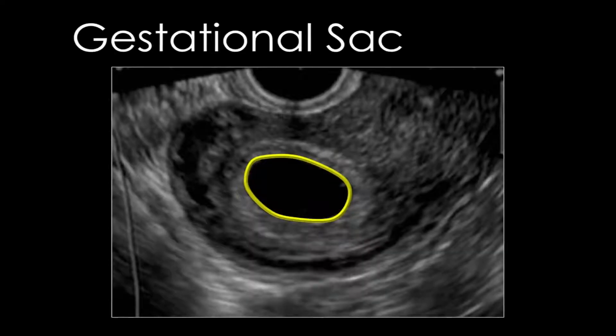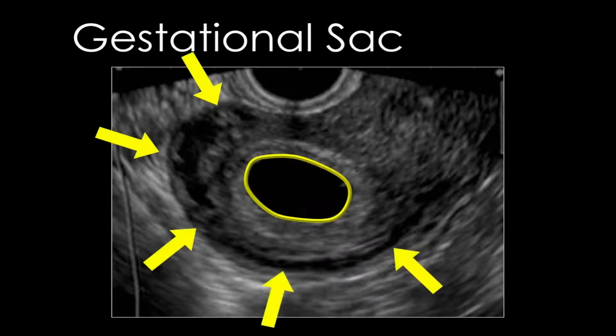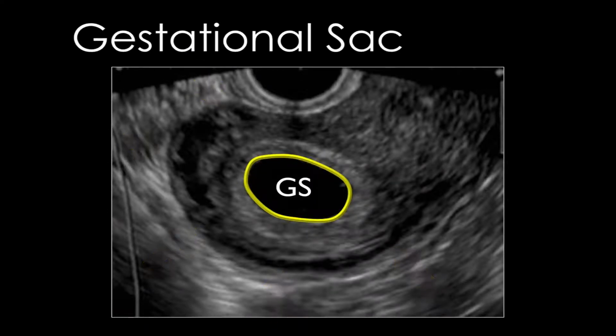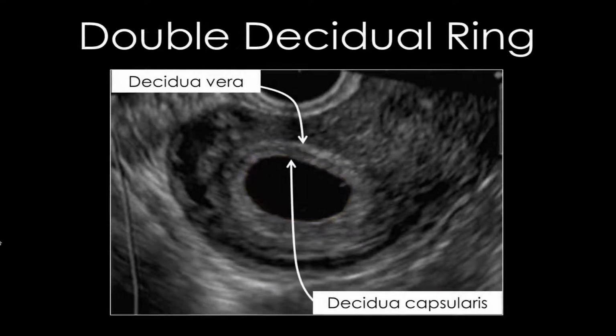Here's an example of a gestational sac with an intrauterine pregnancy. The uterus is easily identified and the sac is clearly within the uterus. There will be two hyperechoic rings of tissue around the gestational sac that is caused by trophoblastic cells growing into the endometrium. The inner ring is called the decidua capsularis, and the outer ring is called the decidua vera.